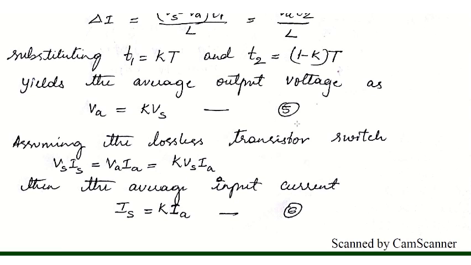So we are getting all the mathematical expressions there for different parameters. Now assuming that this transistor we have used is a lossless transistor switch, then the input power will be equal to the output power, right? So we can write it as Vs Is is equal to Va Ia. So substituting Va is equal to K into Vs here, we can write it as K into Vs into Ia. Just replacing Va with K into Vs. So from this relation, the average input current can be got. The average input current Is is given by K into Ia. Where again, remember, K is nothing but the duty cycle. So call this as equation number 6.